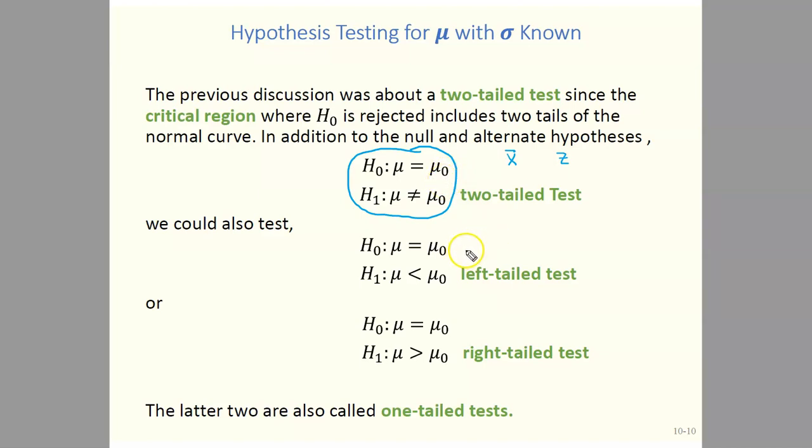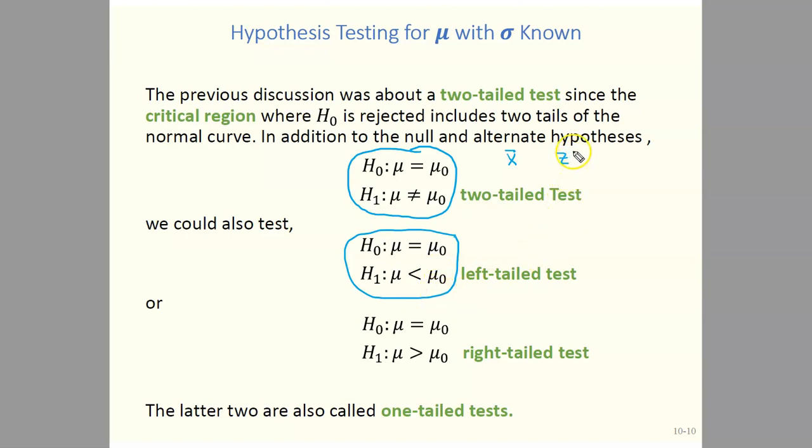Now, we can also set up a left-tailed hypothesis test like we have here. So notice in this case we only reject the null hypothesis if our sample mean falls significantly to the left of mu naught or is significantly smaller than it.